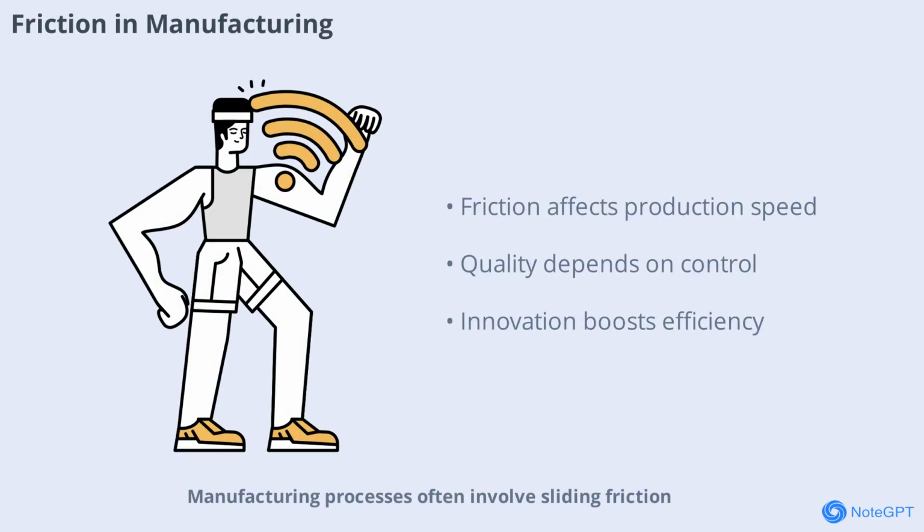Manufacturing processes often involve sliding friction, from cutting and shaping materials to assembling products. Too much friction can slow production and damage equipment, while too little can cause parts to slip. Engineers carefully control friction to ensure quality and efficiency. Innovations in materials and lubrication continue to improve manufacturing around the world.